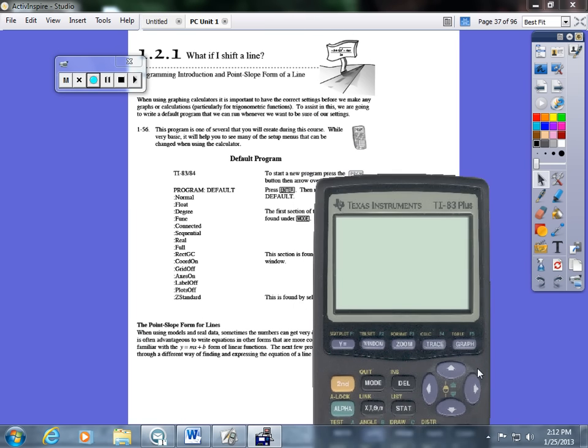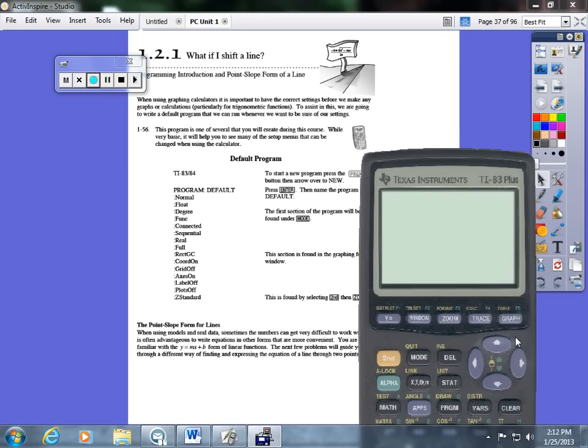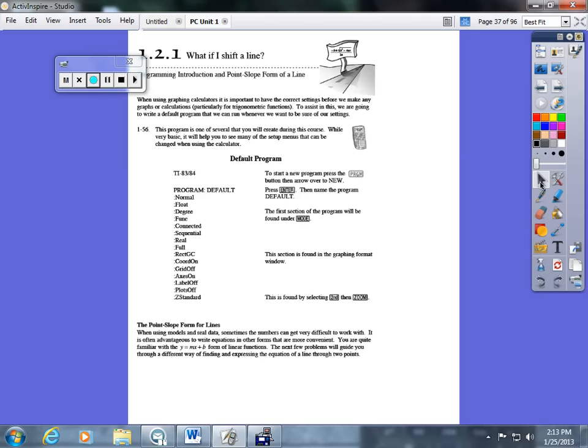Here for lesson 1.2.2, we're going to be taking a look at point slope form of a line and how that point slope form equation is generated, where it comes from. Most of you are used to slope intercept form of a line, so this will be a little bit new. Okay, so first let's get started here.